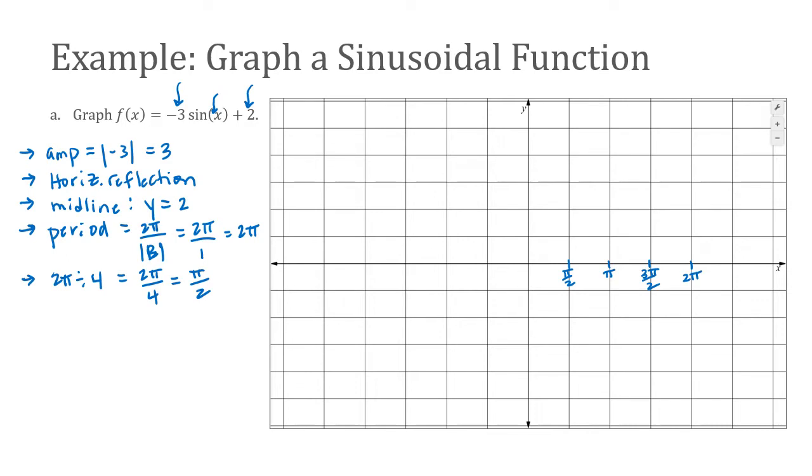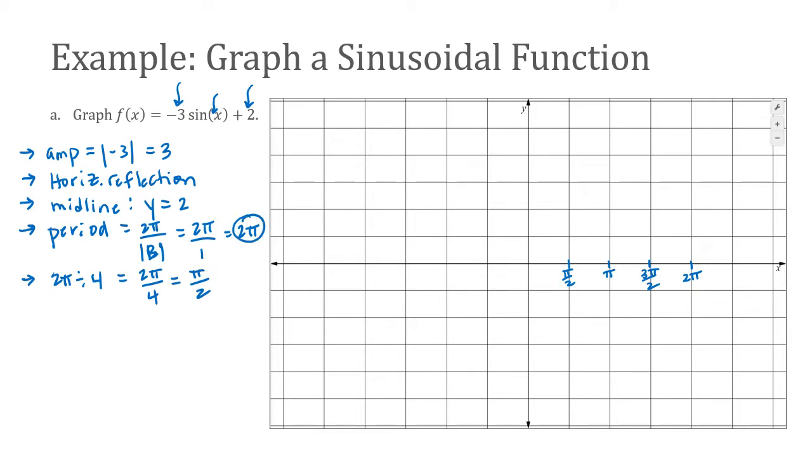Now, if I've done this correctly, then 4 of these equal lengths of pi over 2 should equal 1 complete period, and it does. We started at 0, we end at 2 pi, and that is the period of this function.